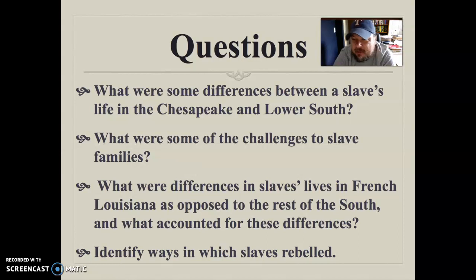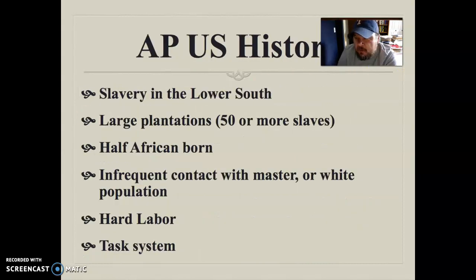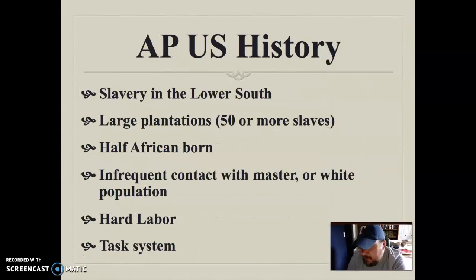6 through 9. So we're going to talk about things like what slave life in the Chesapeake versus the lower South is going to look like. What are some of the challenges of slave families? What is the difference in French Louisiana? We're going to talk about slavery there. And then why is that different from the British colonies of the South? And then we're going to talk about ways that slaves rebelled. Some were very obvious. Some were a little more subtle. We'll talk about that as we get to the end of the video.